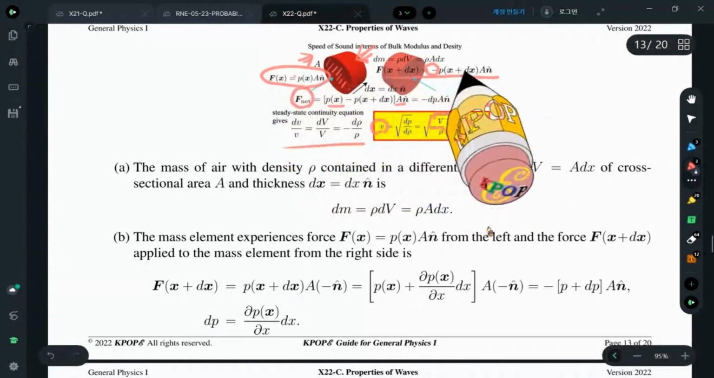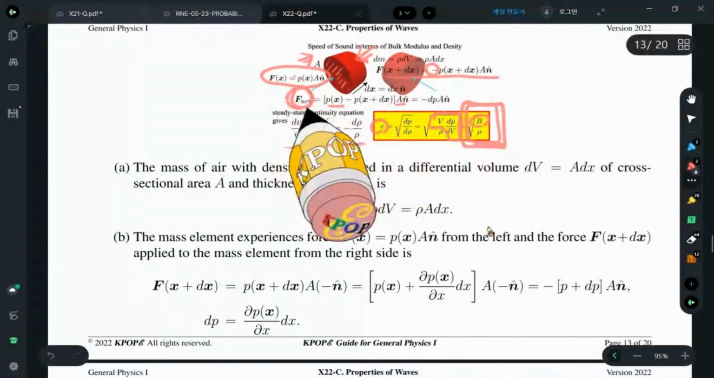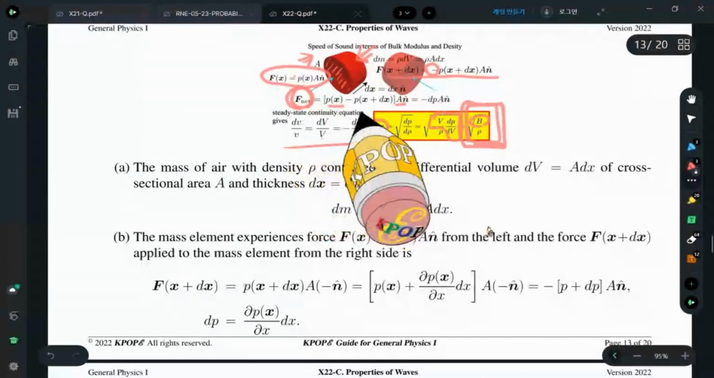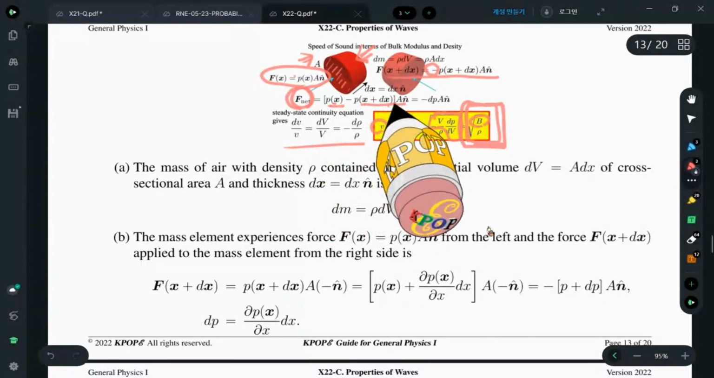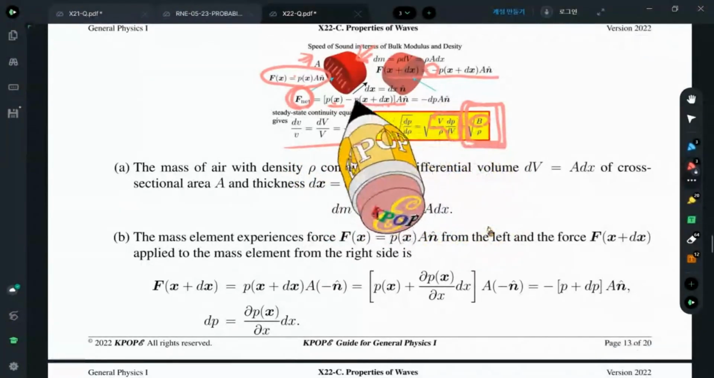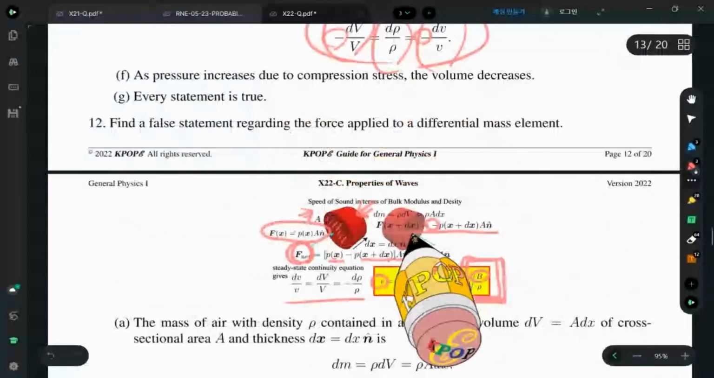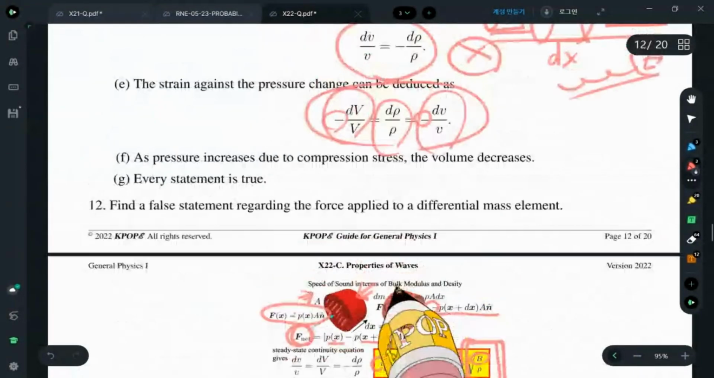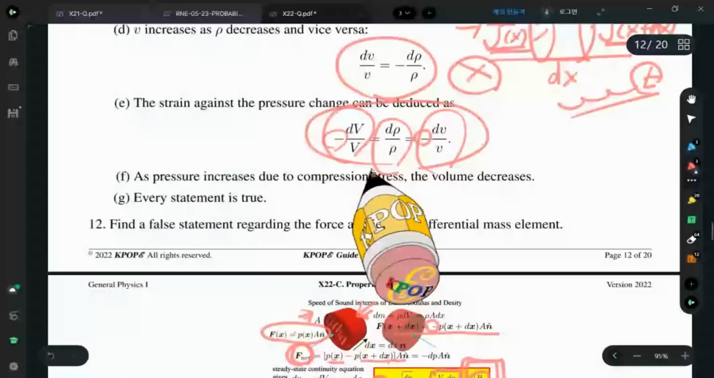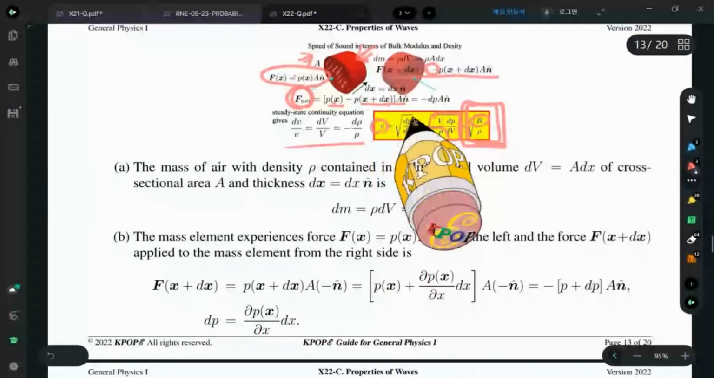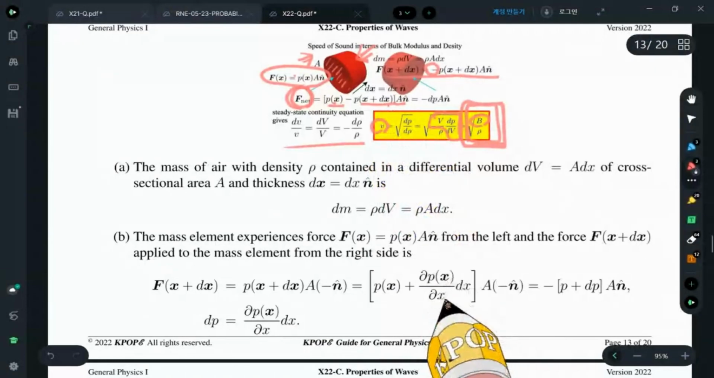So the sum of these two forces gives the net force that can be computed as a function of x. And as I have already explained, this steady state pressure can be expressed in this kind of form. A change in x can be considered as a partial derivative with respect to x multiplied by dx, something like that.